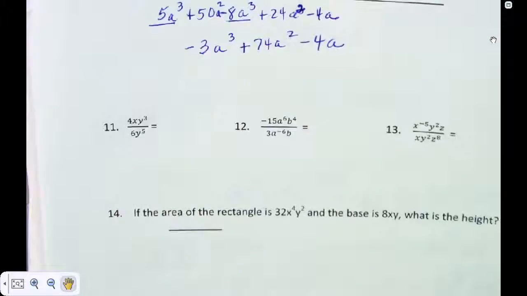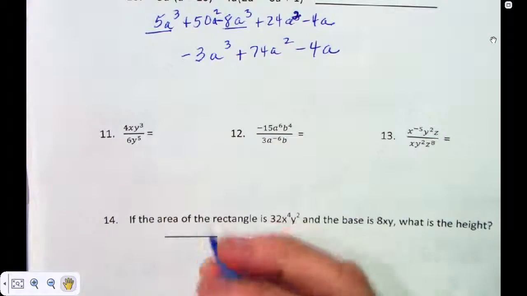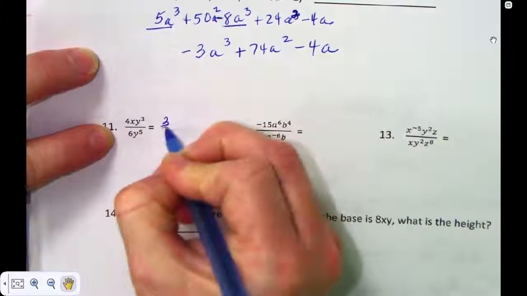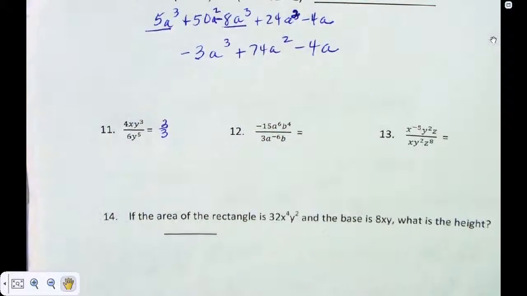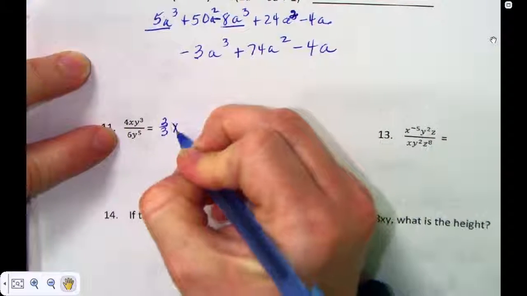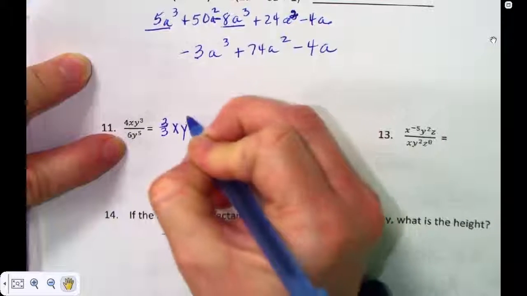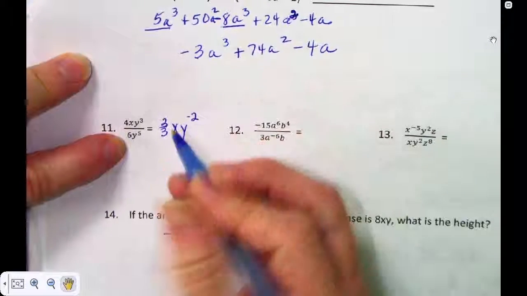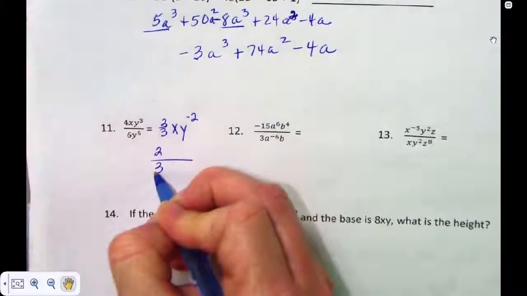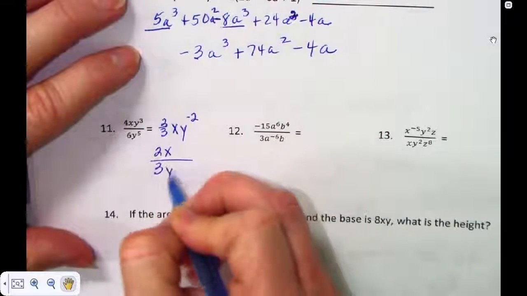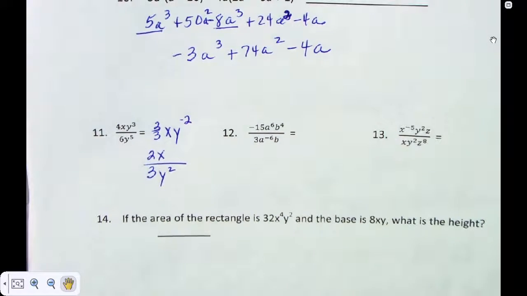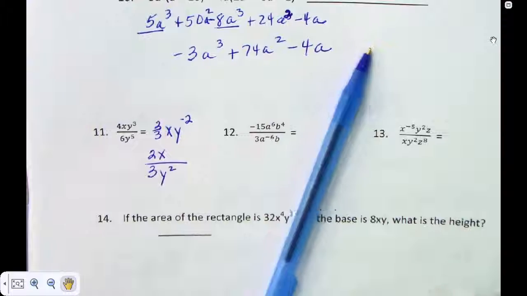Okay. Number 11. We're going to simplify that. Guys, I'm going to do that second step that some of you need to start doing. x, y to the negative 2. So then I'm going to put 2, hang on, x, and then y squared down here. Okay, we'll finish when we come back.